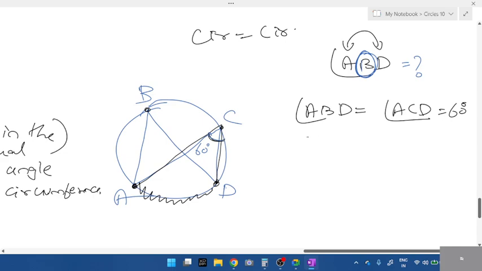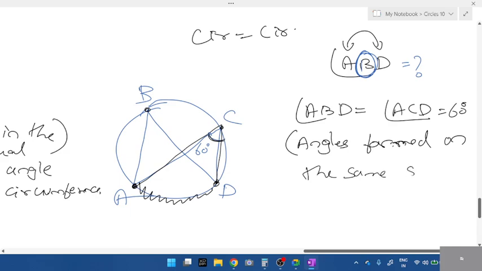Next to that in bracket you write, or below that you write, angles formed on the same segment. Are they segment or sector? Both are segment, right? Yes. Chord is formed. There is no radius. Angles formed on the same segment are equal.